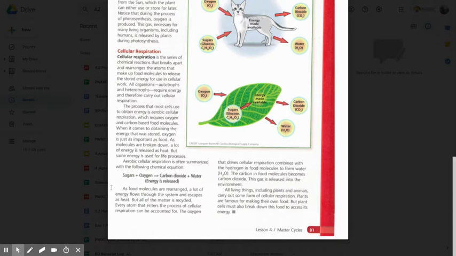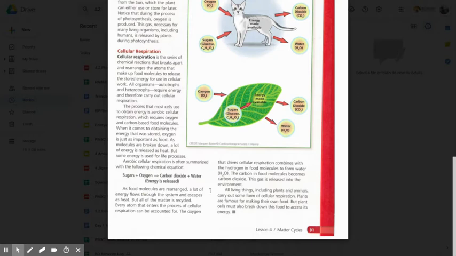As food molecules are rearranged, a lot of energy flows through the system and escapes as heat. But all of the matter is recycled. Every atom that enters the process of cellular respiration can be accounted for. The oxygen that drives cellular respiration combines with the hydrogen in food molecules to form water, H2O. The carbon in food molecules becomes carbon dioxide. This gas is released into the environment.